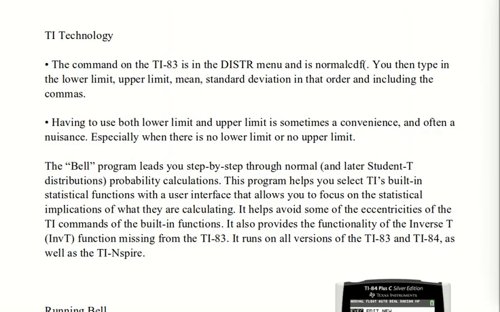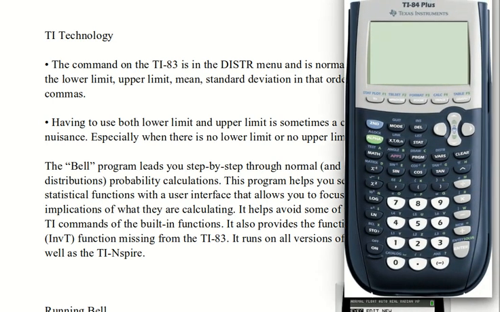Okay, let's take a nice long look at technology. So I'm going to start by stepping you through the TI-83 as well as the 84, and then we're going to use Bell. So here's an 84. Let's turn it on and go into the distribution menu. In the distribution menu under vars is the normal cumulative distribution function. So let's test this out.